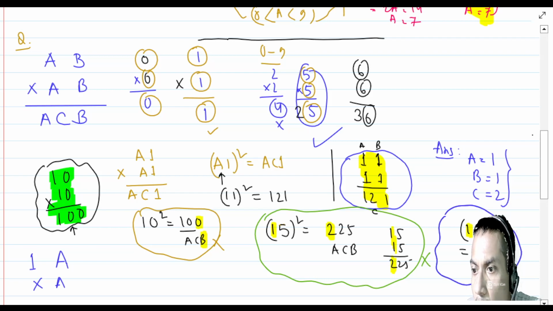Hope all the discussion is clear to everyone. Why am I not considering any value other than 1 as B, and A also as 1, then we get the value C as 2, correct? So there is only one possibility. 11 into 11 is equal to 121, that is the correct answer.